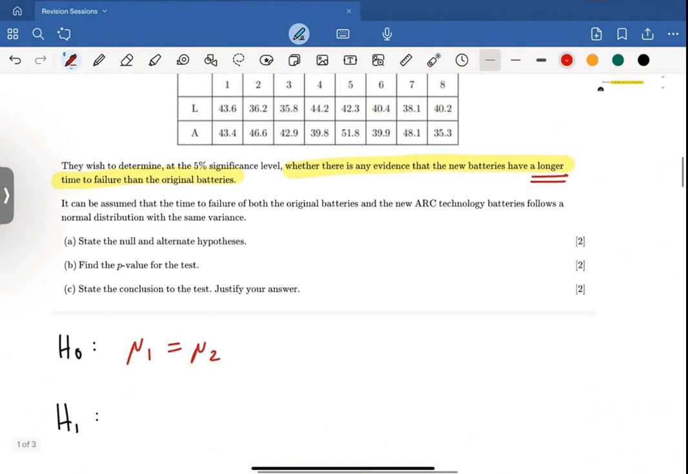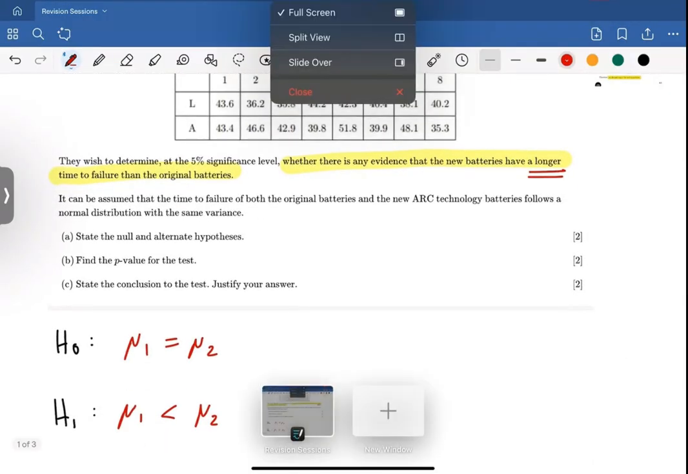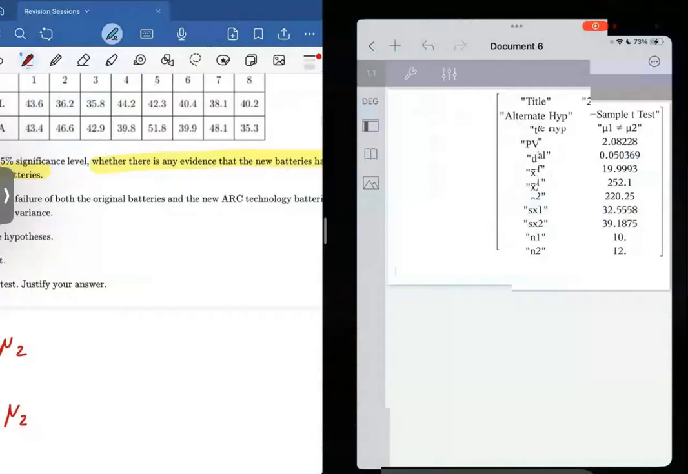But our alternative hypothesis this time, we need to decide which way around our inequality is going. Well, they believe that the new group has a longer battery life. So you would expect that the mean of the group is higher than the mean of the first group. Okay, so like before, we're going to go to our calculator and put this data in. You can do that at the same time as me.